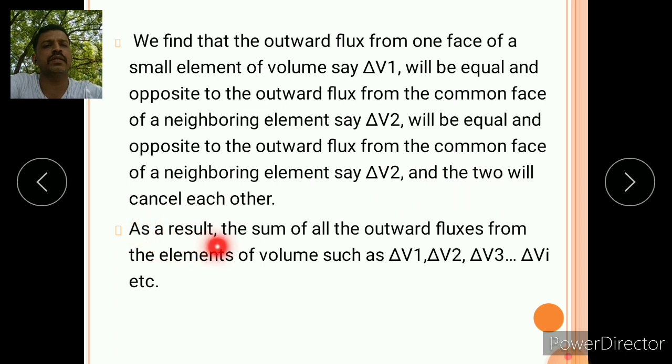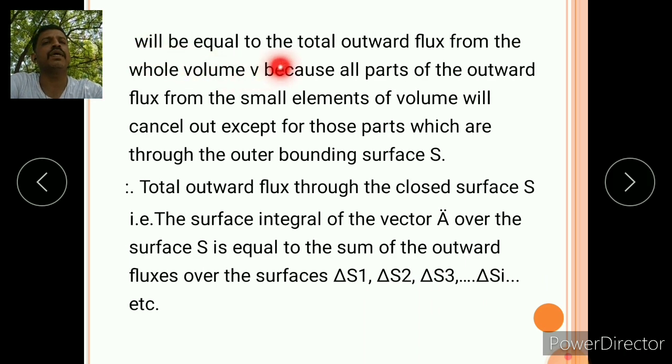As a result, the sum of all outward flux from the elements of volume such as delta V1, delta V2, delta V3, delta Vi, etc. will be equal to the total outward flux from the whole volume V, because all parts of the outward flux from a small element of volume will cancel out except for those parts which are through the outward bounding surface S.